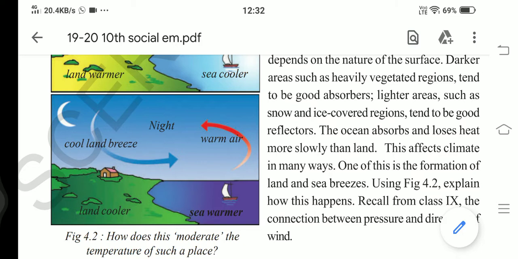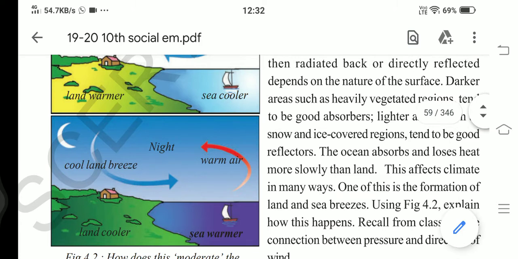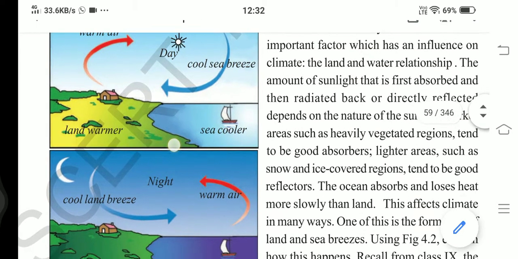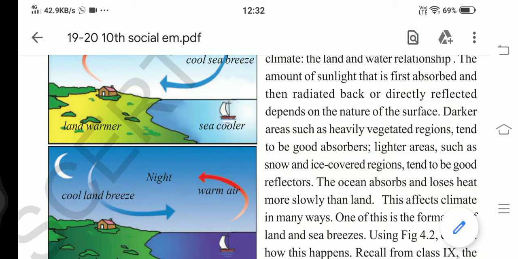So by night, the balance in the temperature is maintained again. In this way, every day in all the seasons throughout the year, the places which are near to the water bodies will experience more or less similar temperatures. That kind of climate we call equable climate. Why do we call it equable climate?